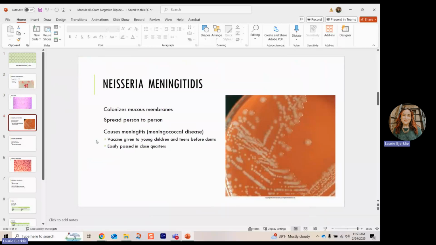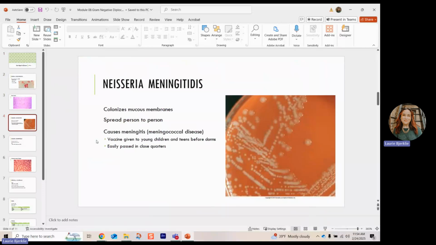So starting with Neisseria, one of the big bad boys out of the Neisseria bunch is Neisseria meningitidis. The nice thing is the name tells you what it tends to cause, which is meningitis. So meningitis has been heavily linked with Neisseria meningitidis. It can colonize our mucous membranes and definitely spreads person-to-person through respiratory droplets. This does have a vaccine. So there is a vaccine already created to help prevent Neisseria meningitidis.